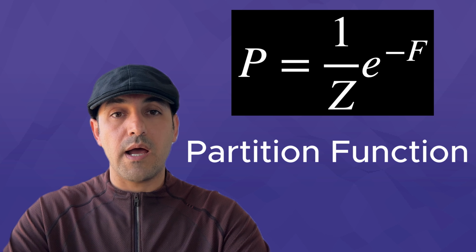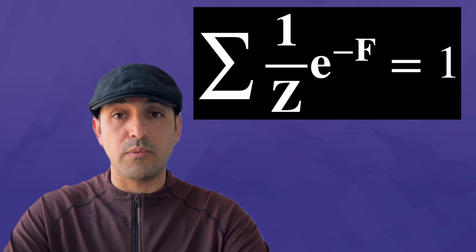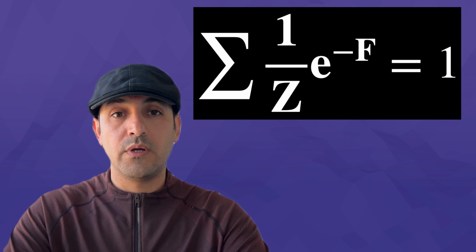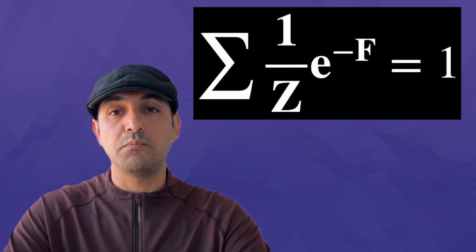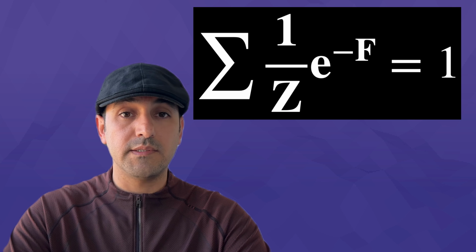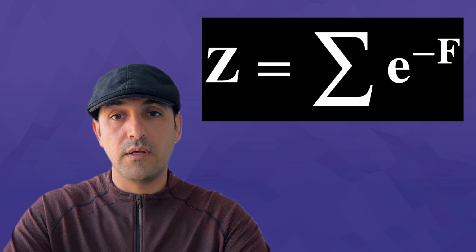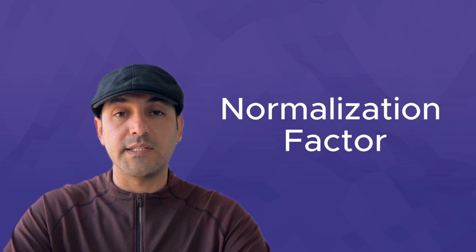Z in this equation is called the partition function. As you know, the sum of all the possible probabilities must be equal to 1. For example, when I throw a coin, the chance of a head is 50% and the chance of a tail is also 50%. The sum of the two 50% is 100%, or simply 1. The role of Z in this equation is to make sure the sum over all the possibilities is 1. So Z has to be equal to this equation to make sure the sum of probabilities is equal to 1. In other words, Z is a normalization factor.